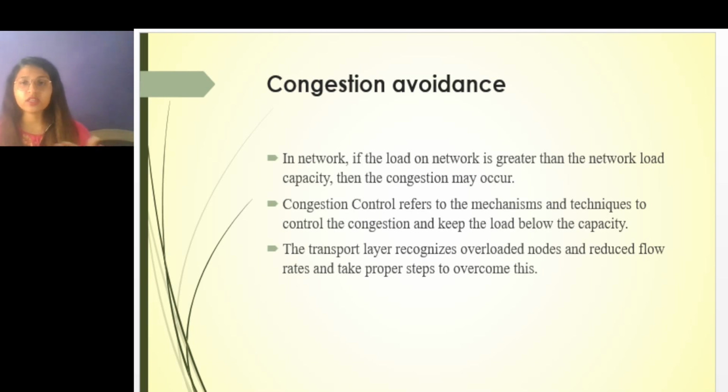As I have already told you, if the network is congested with too many packets, and the sender thinks the message is not being delivered, then it will retransmit again and again. So it will make the condition even worse. So what step needs to be taken? How to reduce the flow, and how not to overload the nodes, all this will be done by the transport layer.